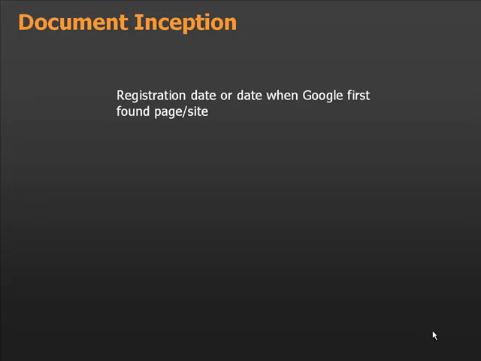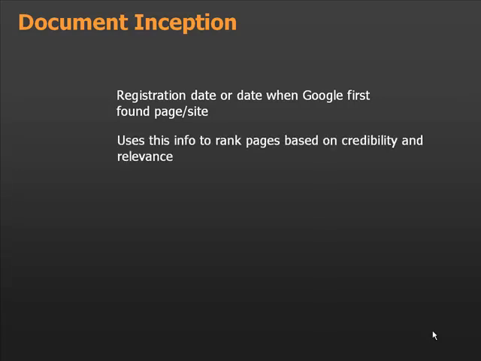Document inception is the date, or the registry date of your website or your page, or the date when Google first found your site or page. Google uses this information to rank pages based on the credibility and the relevance of the document.